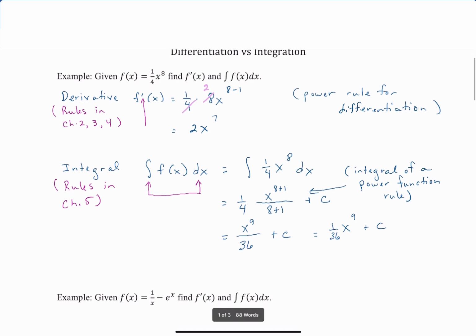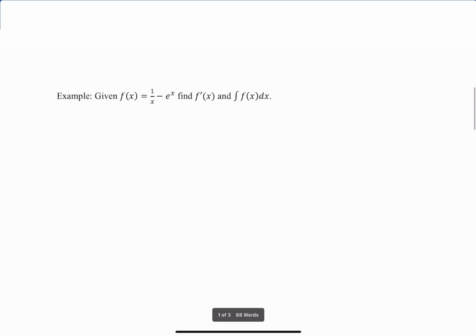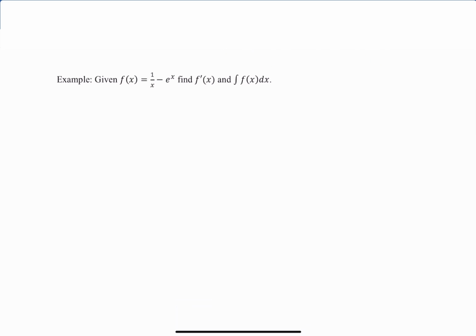Let's try another one of these. Given f of x equals 1/x minus e to the x, find f prime of x and the integral of f of x dx. So for f prime, I'm using my differentiation rules from chapters 2, 3, and 4. Before I get to that, in order to differentiate this 1 over x, I'm going to have to rewrite that as x to the minus 1.